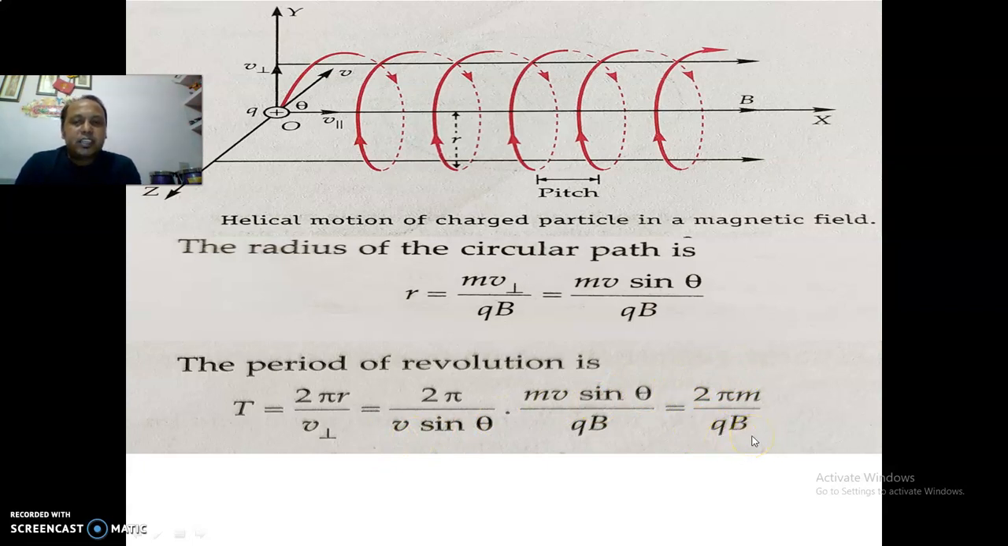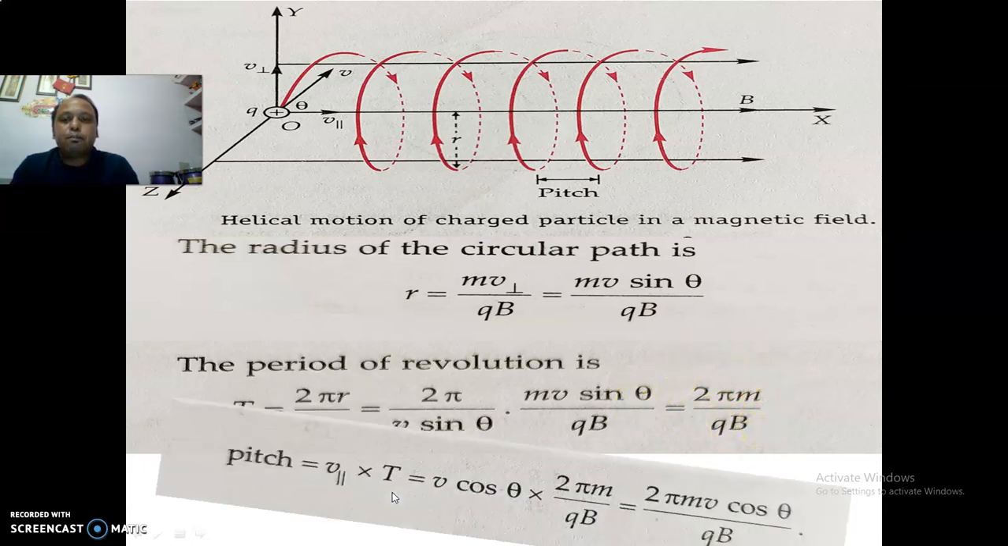Now you should understand this thing. The period of revolution doesn't change whether we are considering the angle between v and B to be 90 degree or any possible value of that angle which is given by theta. The time period remains the same. So will be the value of frequency and angular frequency.